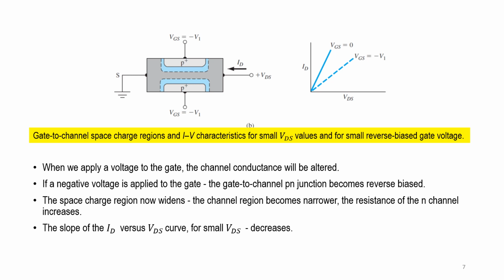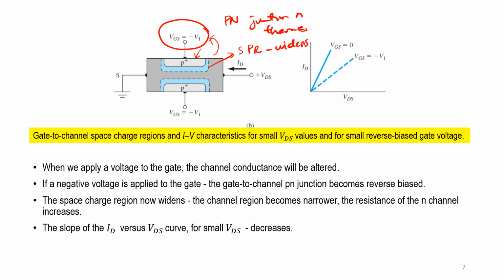Now, what if we apply a small reverse bias voltage on the gate? When the reverse bias voltage is applied to the p-type substrate, based on PN junction theories, when a negative voltage is applied to the p-type substrate, the majority holes in the p-type material will be attracted towards the negative electrode, which makes the space charge region widen.